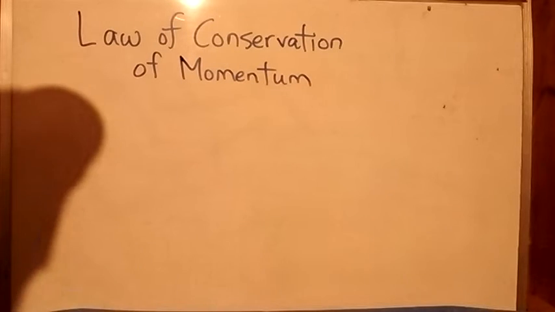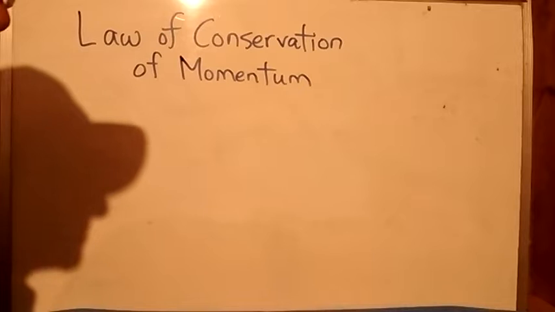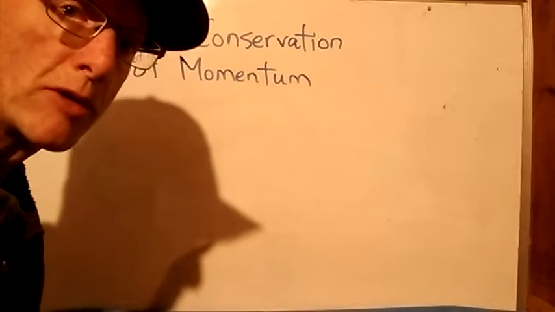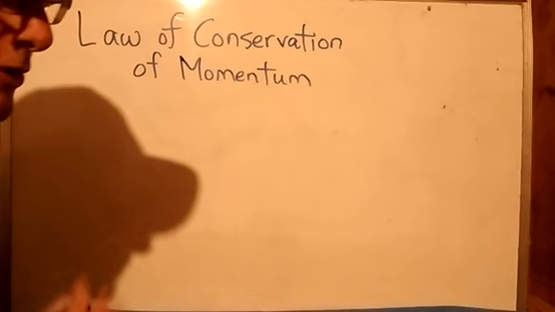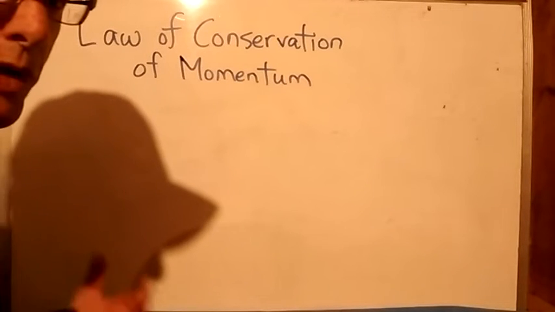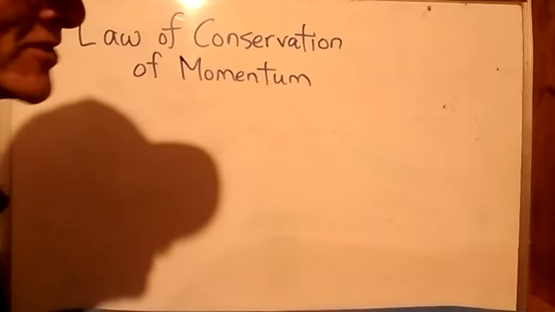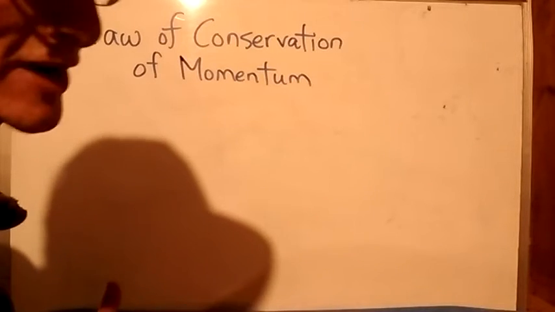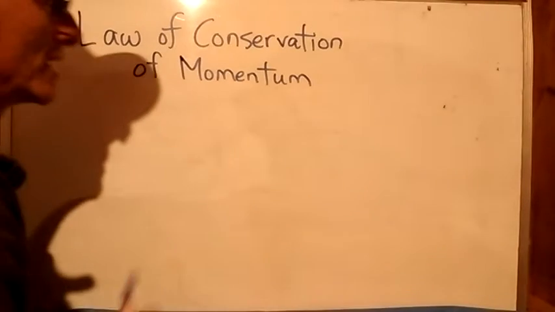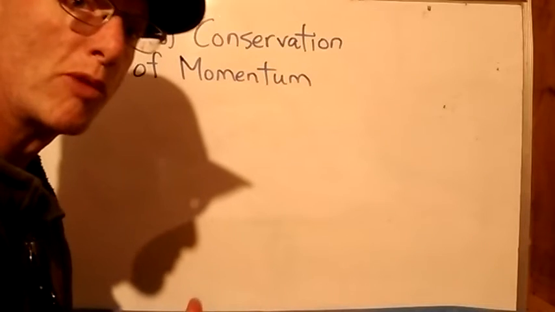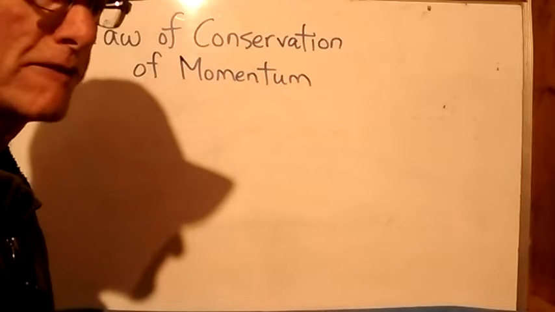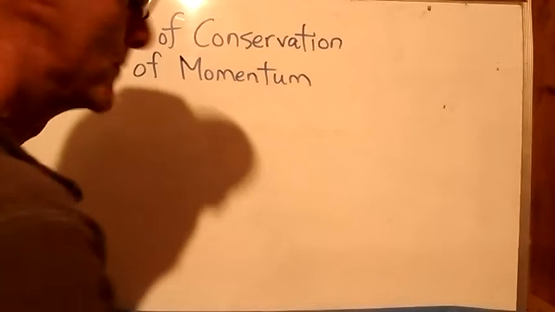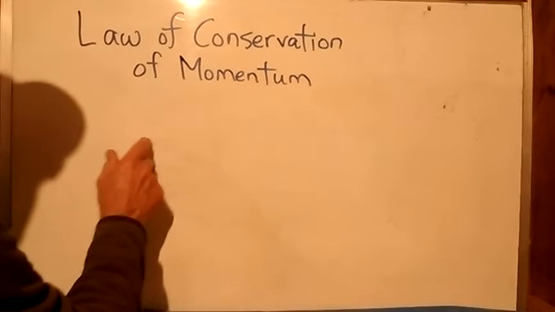One of the laws of physics is the law of conservation of momentum. You've already come across the law of conservation of mass in chemistry: initial total mass is equal to final total mass. It's the same thing here with momentum. Initial total momentum of any objects in a collision is equal to the final total momentum of those objects.